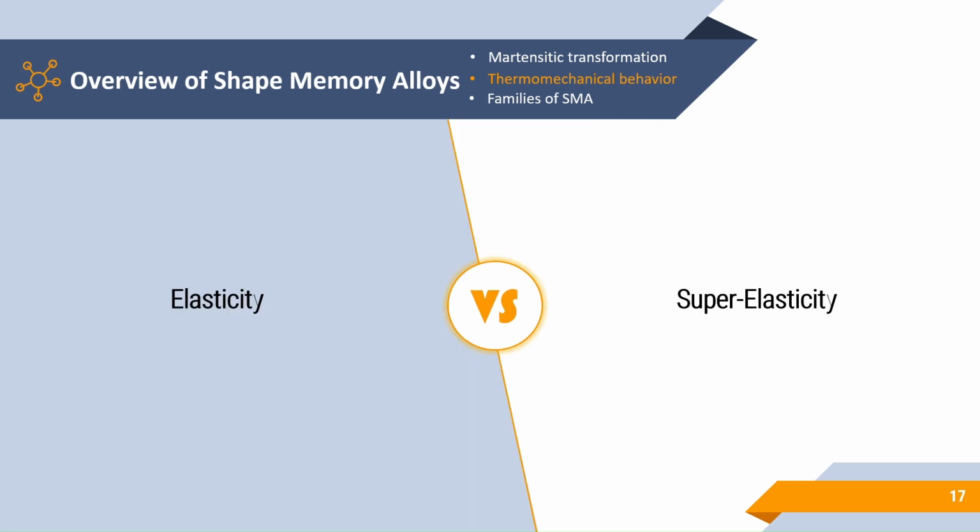Now, you may be wondering, what is the difference between elasticity and superelasticity, right? To answer this question, let's make a comparison between a copper wire and a shape memory alloy wire.